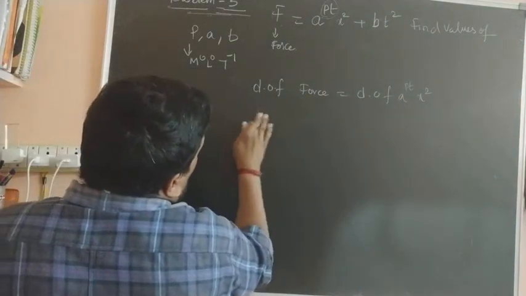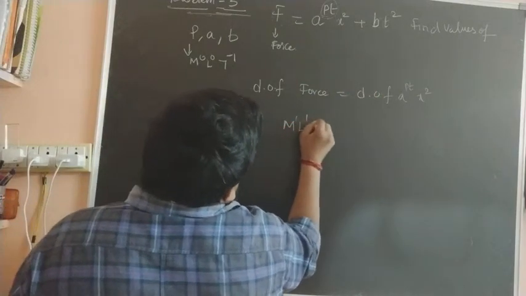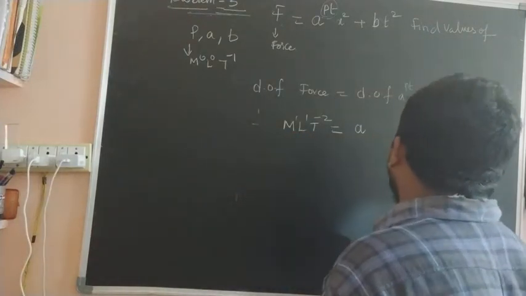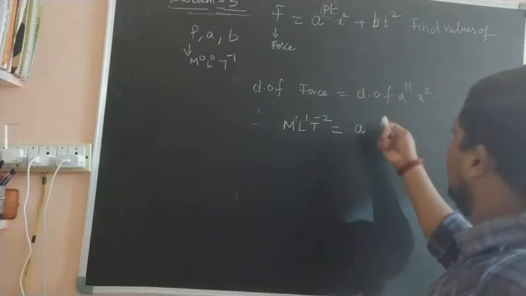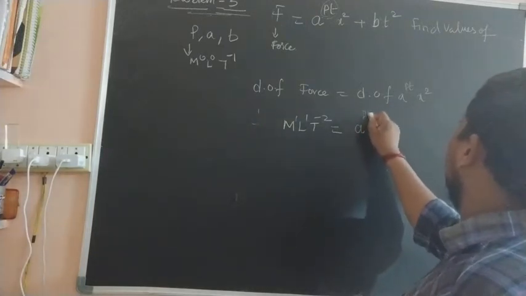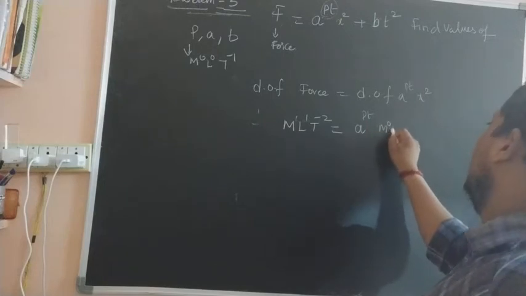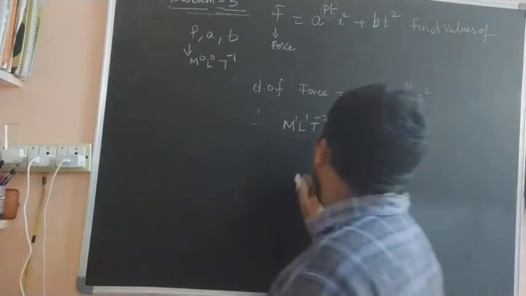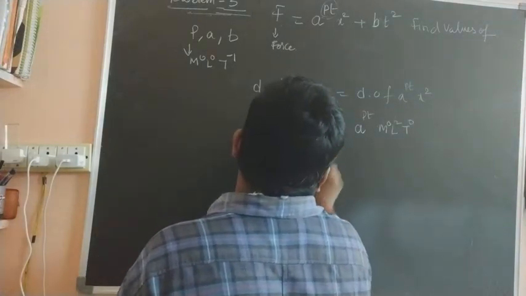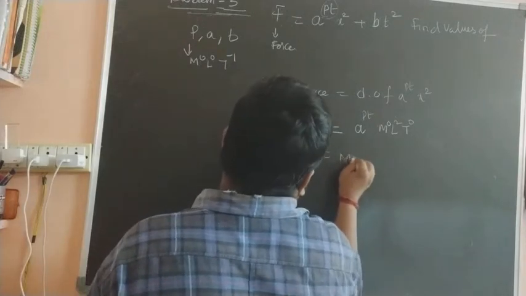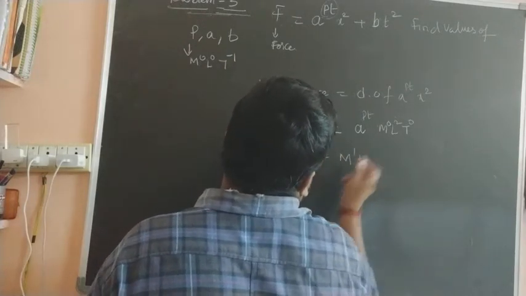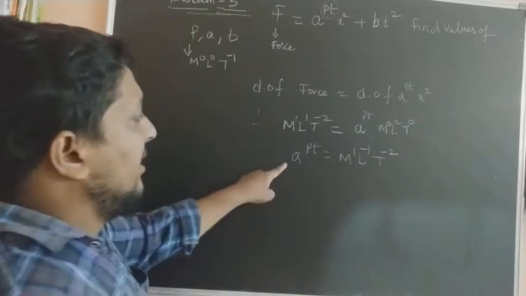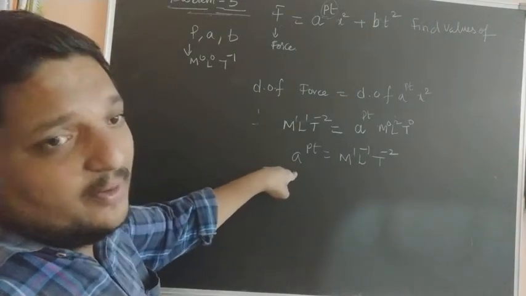Then the dimension of force is M^1 L^1 T^-2, equals a·t·x², which is nothing but M^0 L^2 T^0. Now A/t is equal to M^1 L^-1 T^-2. This becomes the dimensional formula of A.